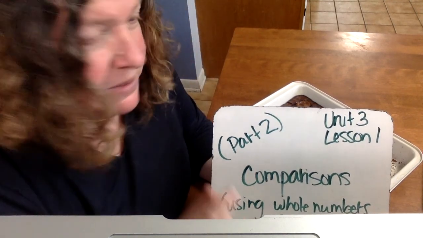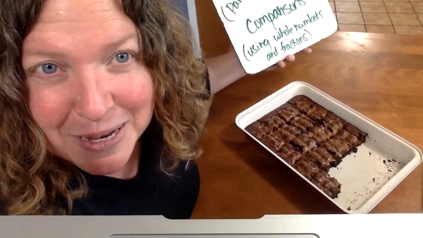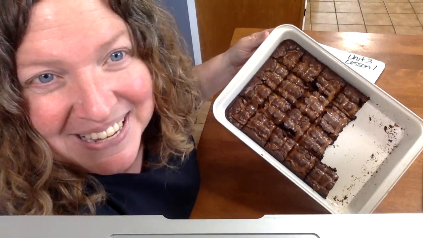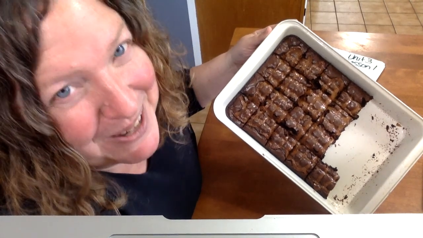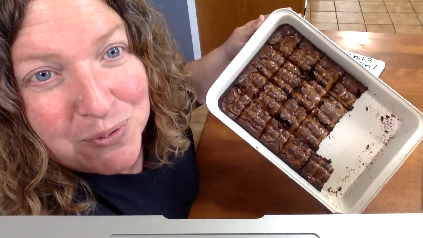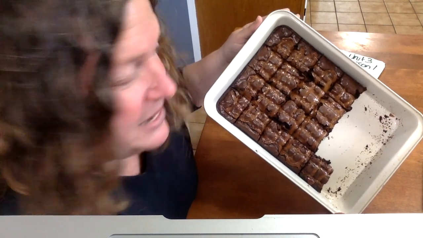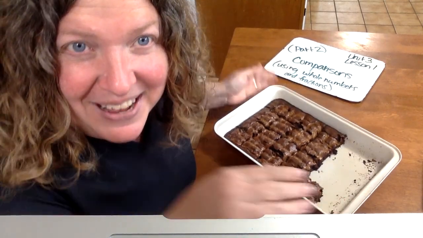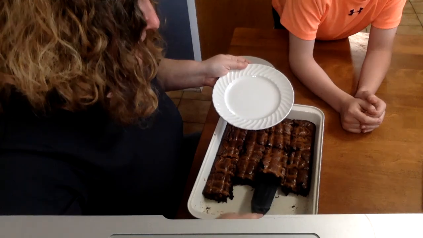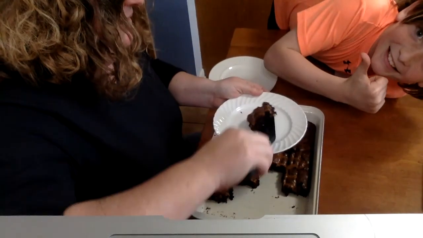So let's start. You can see I made a pan of brownies. Before we got started with this video, my family already got after the brownies. So we are going to do a comparison of brownies, and I get one piece. I'm going to take one piece of brownie. So here we go. Here is my one brownie.